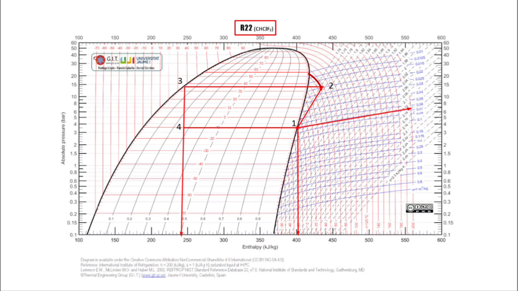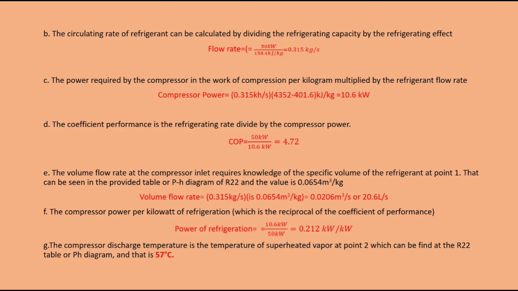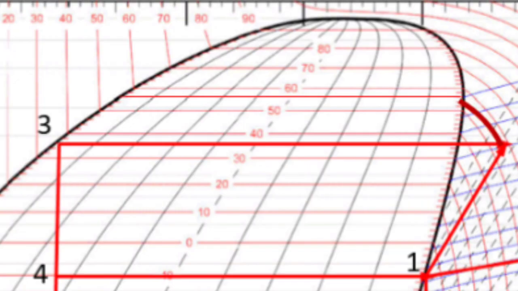The compressor power per kilowatt of refrigeration, which is the reciprocal of the coefficient of performance, is now 0.212 kilowatt per kilowatt. And for the compressor discharge, the temperature is the temperature of the superheated vapor at point 2, which can be found in the R22 table or PH diagram, and that is 57 degrees Celsius.